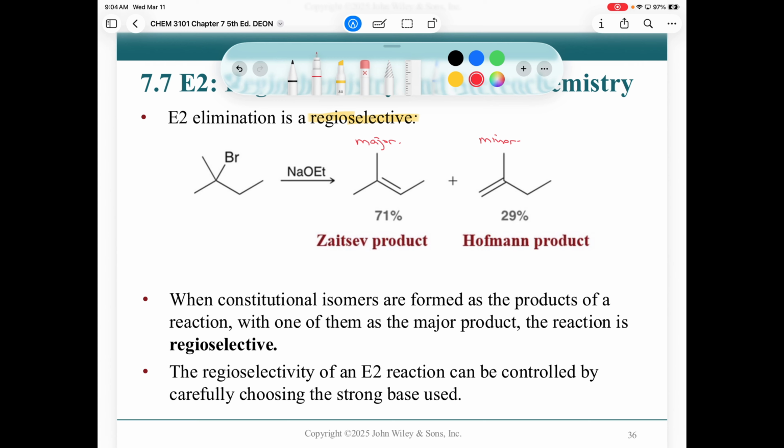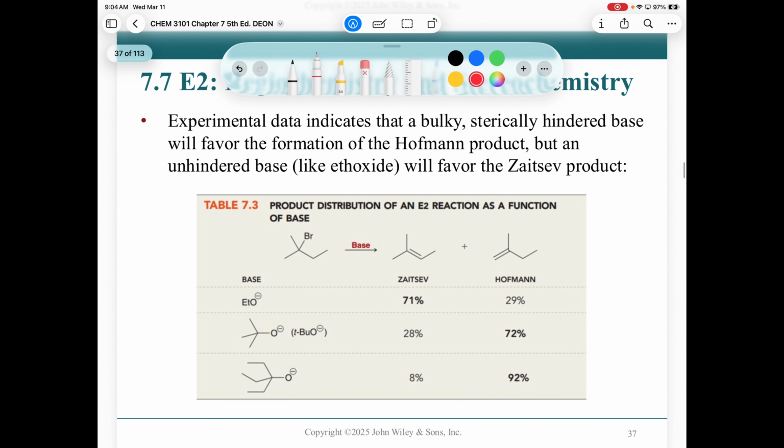I go grab some tert-butoxide. You're going to see I'm going to get the Hofmann predominating, right? You're like, that's kind of neat. You can make whichever one you want. Yes, that's your answer. And so this is kind of a distribution being shown here, product distribution.